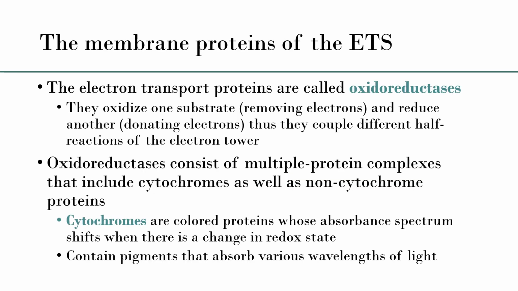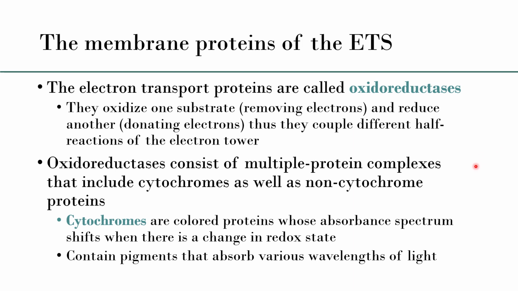So the membrane proteins that are embedded in the electron transport chain are called oxidoreductases. There's some other terms for them, but this is the one your book uses, so it's the one we're going to stick with. These enzymes oxidize one substrate, so they remove electrons from it, and reduce another. They donate electrons to it. So we're coupling the different halves of the reactions. We're saying, you're the electron donor, let me take your electron and I'm going to pass it to the acceptor, and it's going to pass it to a new acceptor, and they are the enzymes that make this transfer happen.